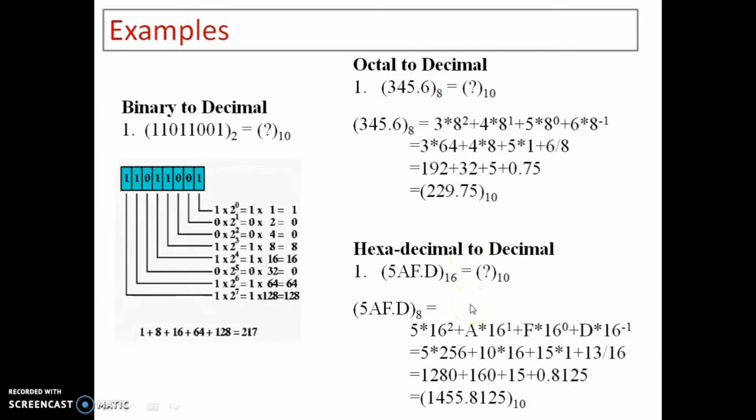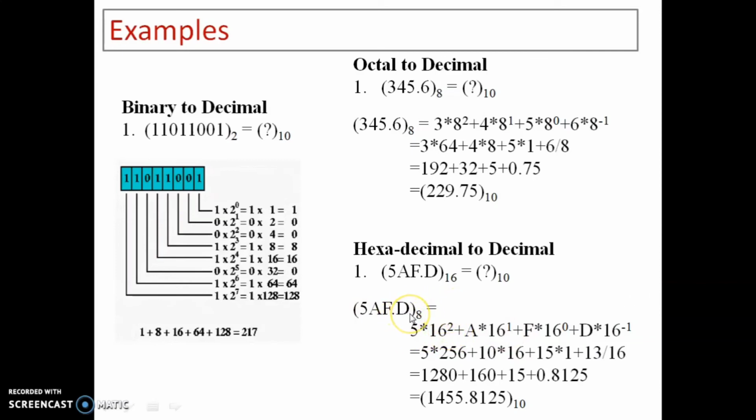In the same way, hexadecimal to decimal. Here the hexadecimal number is given. You have to convert this into decimal. 5AF.D. This F is in the unit place, hence written as 16 to the power of 0. A is in the 10th place, hence written as 16 to the power of 1. 5 is in the 100th place, so it is written as 5 into 16 square.